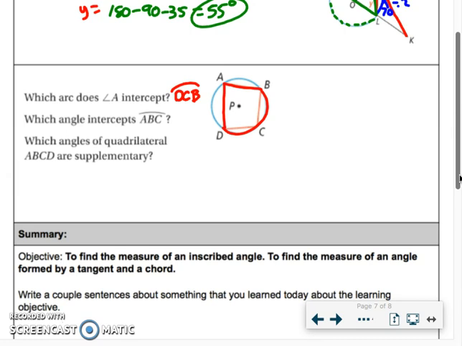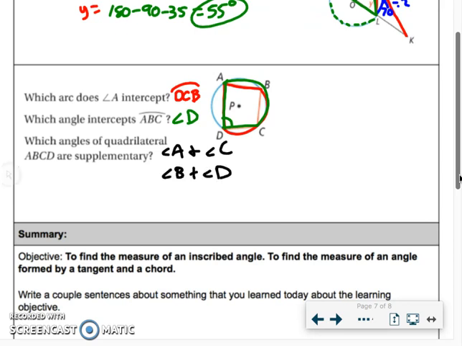Which angle intercepts ABC? So I'm going to highlight ABC and then trace down to find which angle is making that. That would be angle D. And then one last check of which angles should be supplementary. Those are the opposite ones. So this time it's A and C that should make 180, and then B and D.